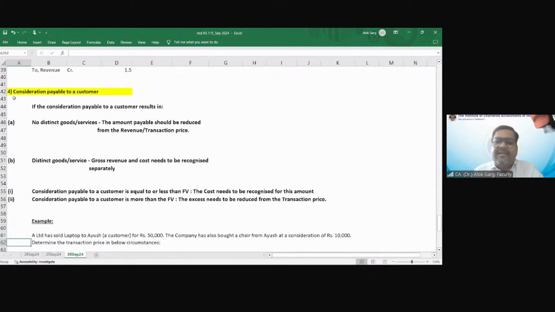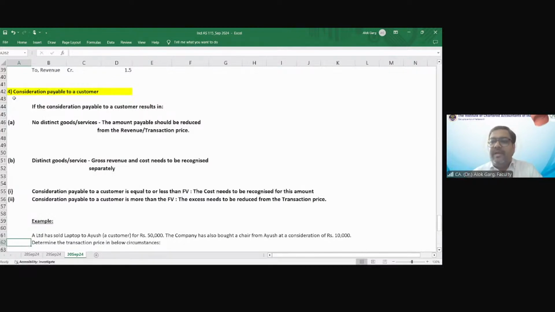But in that case, whenever the entity is paying a consideration for the goods and services received from the customer, when the entity is getting control of some goods and services in lieu of the consideration payable to the customer, you need to check two aspects. Aspect number one, whether the entity is paying to the customer for the goods and services received, is it at fair value or less than fair value?